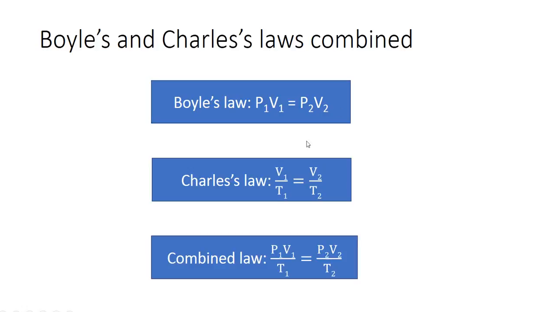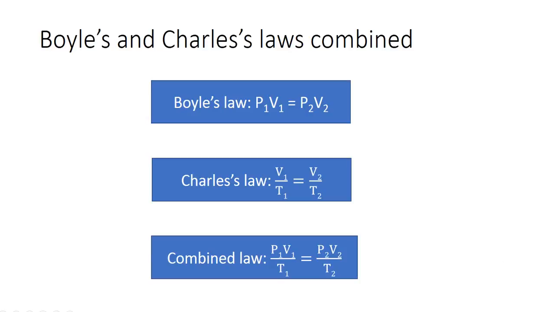If we combine the two, so what we do is we take P1 V1, right? We already have V1 here, but we don't have P. So if we take P1 and put it here, we'll have P1 V1, which is like this. If we take P2 and put it here, we'll have P2 V2, which is like this. And then just put the T down here. This is what we have: P1 V1 over T1 is equal to P2 V2 over T2.